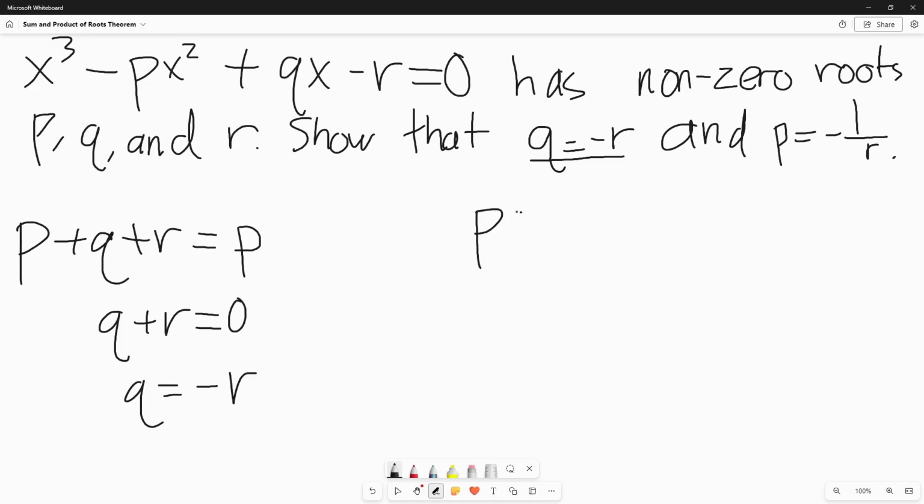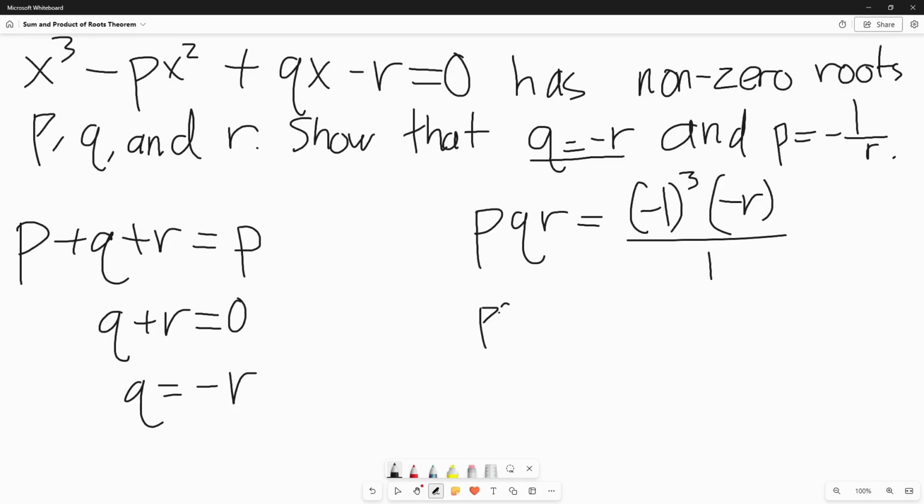And now let's do the product. So p times q times r is equal to the product of all the roots, which is negative 1 to the power of 3, because that's the degree of this polynomial, times the last term, which is negative r, all over 1, the leading coefficient. This means that pqr is equal to negative 1 to the power of 3, which is just negative 1, times negative r, which is just r over 1, which is just r. This means that pq is equal to 1, because if you divide both sides by r, the right side is equal to 1.